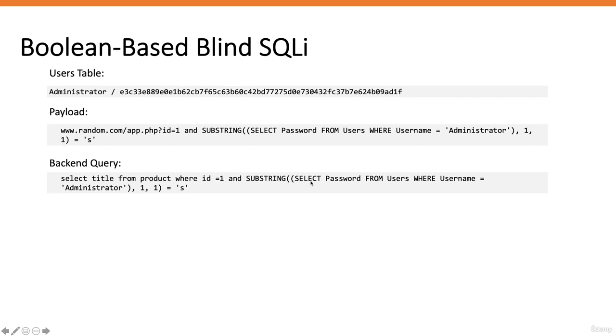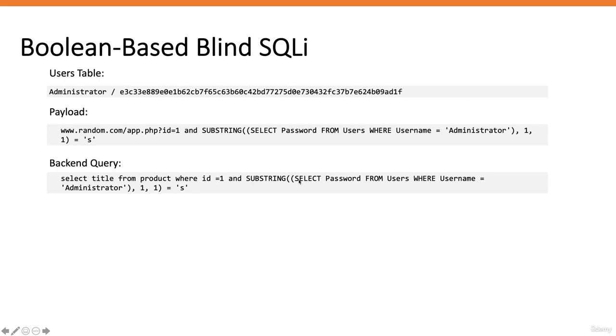So in this case, I'm saying that the string to extract from is the output of this query. So select the password from the users table where username is equal to administrator. This query will output this hashed string over here. And then I'm asking it to extract the first character in the string and only one character. And so it will extract the first character over here of the hashed password. And then I'm asking it, is this first character equal to S? In this case, the first character is not equal to S because the first character is E. And so this statement over here evaluates to false.